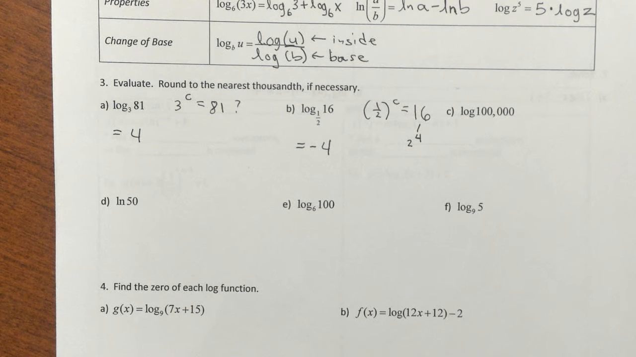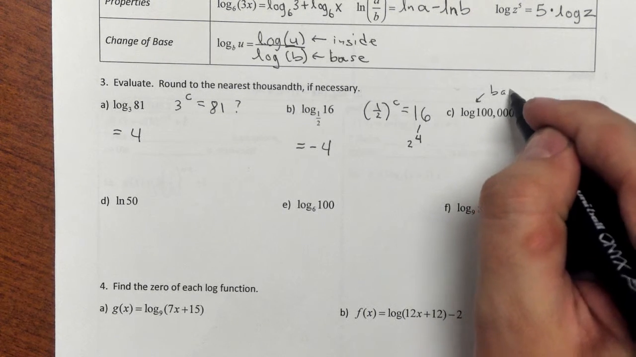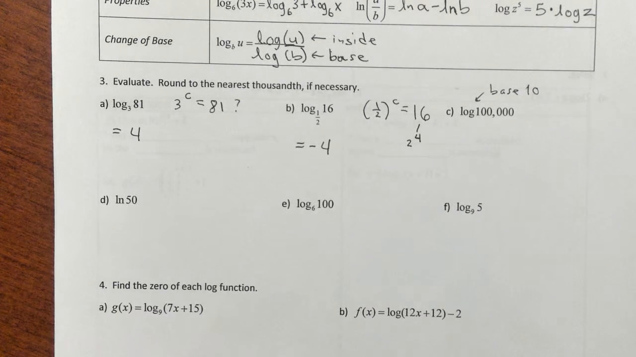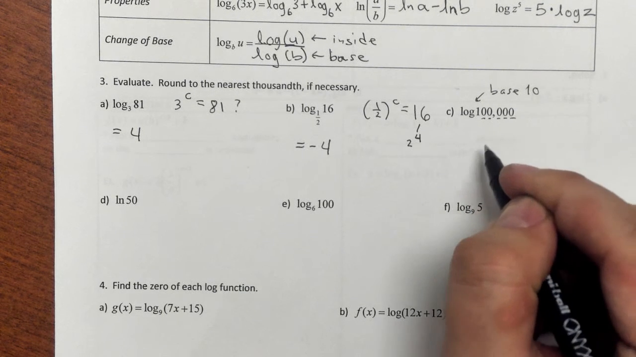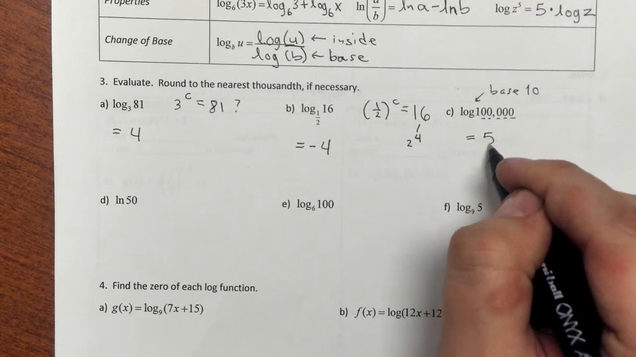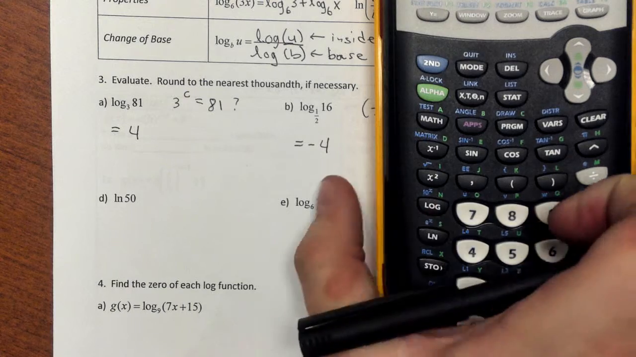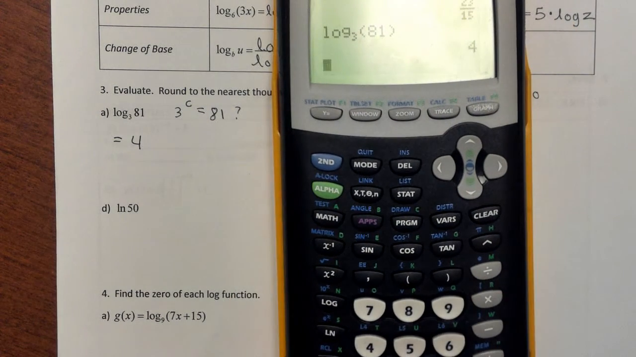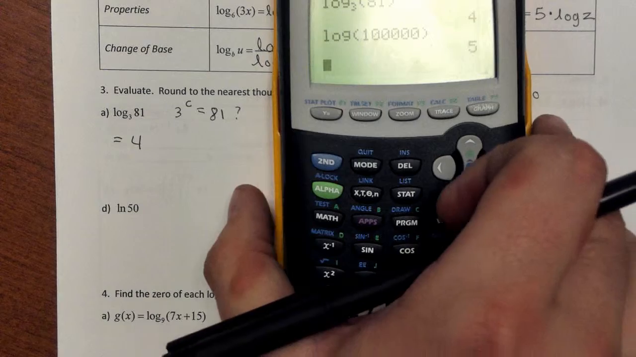For C, the log of 100,000. So again, we understand the base is 10. Common log is base 10. What power of 10 gives me 100,000? Well, I know as I take higher powers of 10, I get a larger number of zeros. So if I have 5 zeros, this must be 10 to the fifth. And again, common log right here on my calculator, I can just, let me move that down so you can see my screen. I hit log, and then I do 100,000, and I can close it, and it's 5.